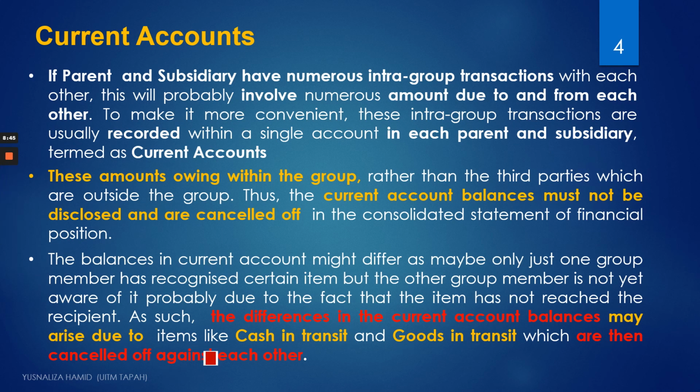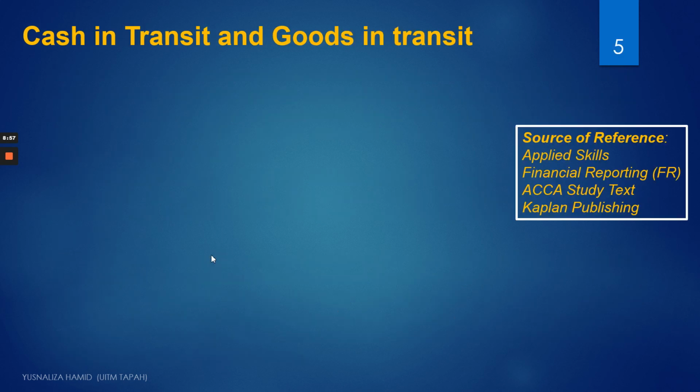And therefore, these differences in current account will have to be cancelled off against each other. And we need to go and check what are the causes of the differences in the current account. So now we move on to specific discussion on cash in transit and goods in transit. Remember, these are items in transit.